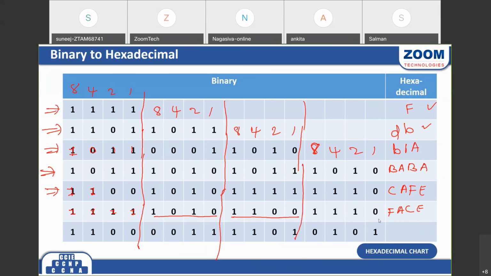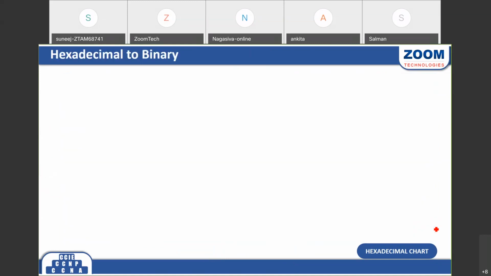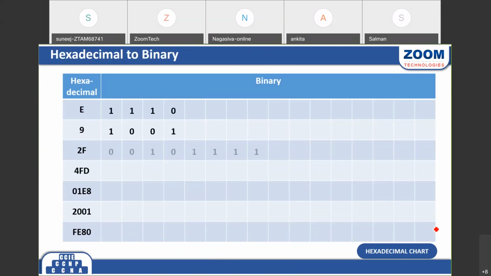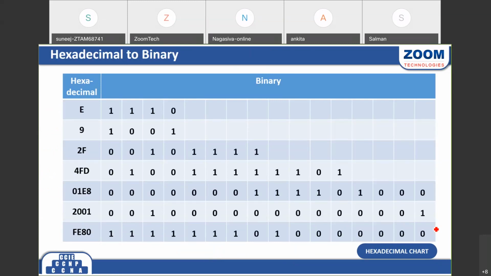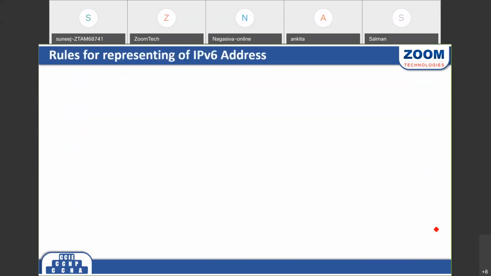Last example is what? T3, T5. Like we can convert from binary to hexadecimal. Certainly, hexadecimal to binary also can convert. The most important thing is how we can understand a 128-bit IPv6 address.